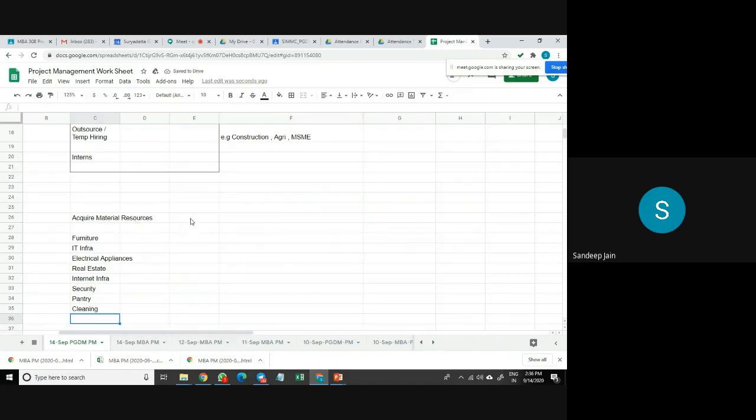Okay. So now, what if it is a manufacturing? There'll be a few more items out here, but we are just doing a sample basis. Any kind of manufacturing. Some machinery, production, plant and machinery. Same electricity, real estate, security.